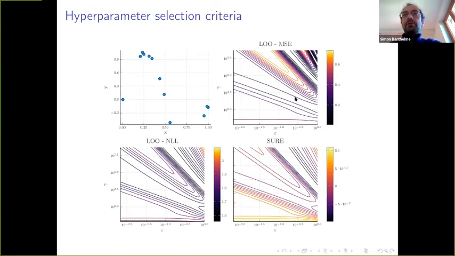Okay, and you see the same behavior for Stein's criterion and the variance of leave one out here. It's not the case for the marginal likelihood, for reasons I can't really get into. But for predictive criteria like Stein's and leave one out, you get these values where any pair of epsilon and gamma along these lines is essentially the same.